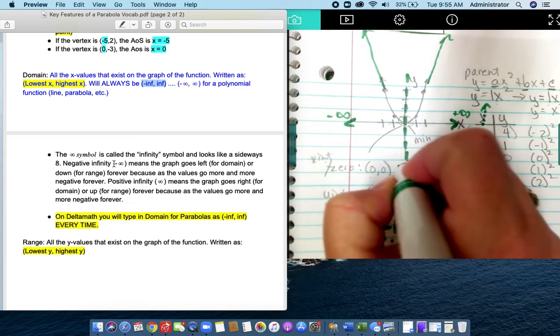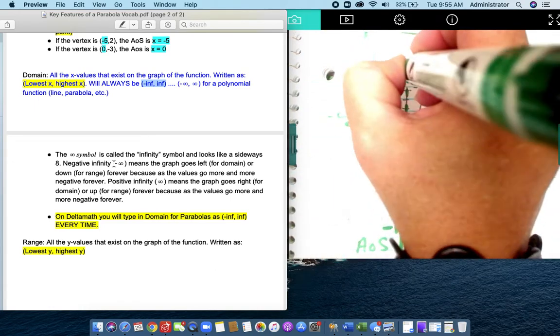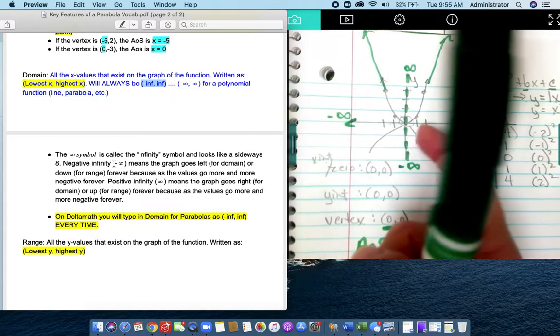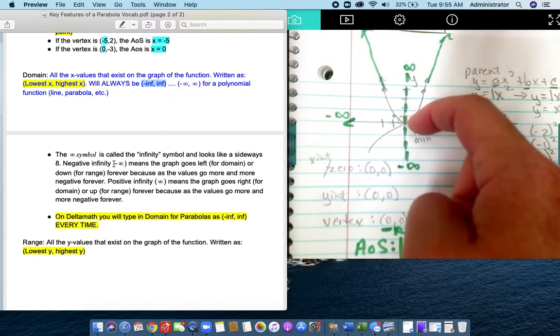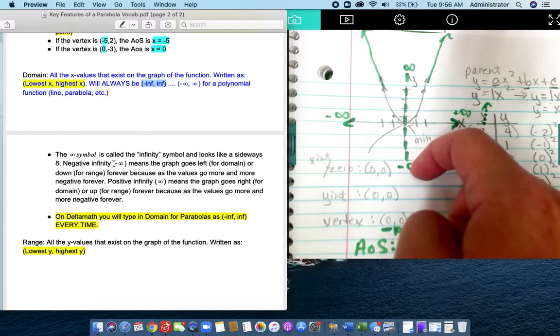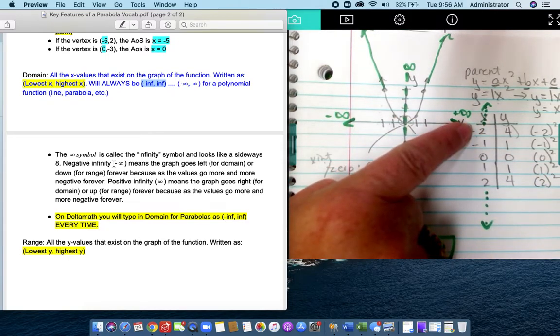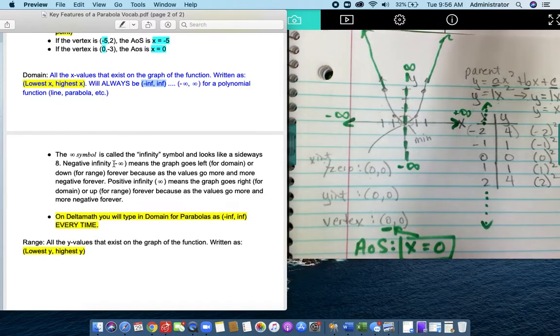So on a graph, I can go ahead and add in for my x-axis and y-axis if I wanted. Negative infinity means I'm going left forever on the x, but down forever on the y. Positive infinity means I'm going right forever on the x and up forever on the y.